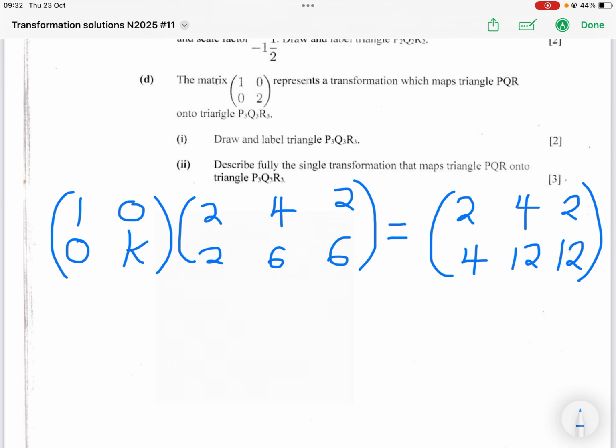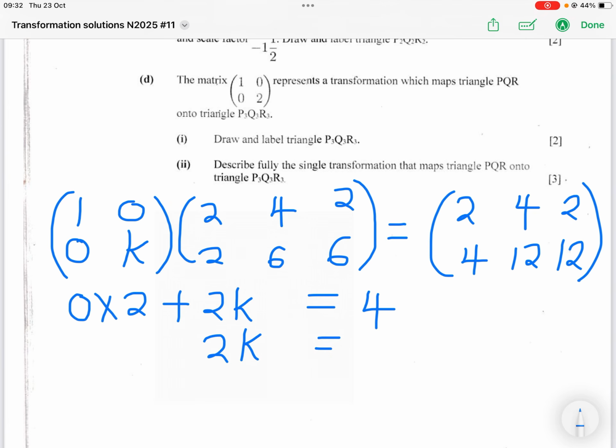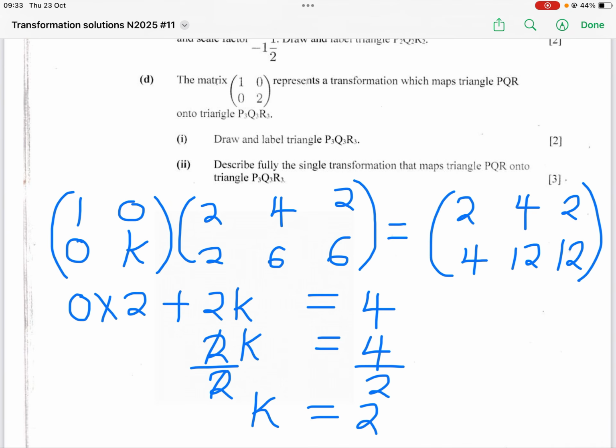It is clear that the x-coordinate didn't change. What changed is the y-coordinates, right? And then we need to find k. If we say 0 times 2 plus 2 times k, we are going to get 4 as our answer. And we need to make k the subject of the formula. 0 times 2 is 0, so 2k is equal to 4. We divide both sides by 2, so that our k is going to be positive 2. So that is why we said the stretch factor is positive 2. So that was all about the transformation.